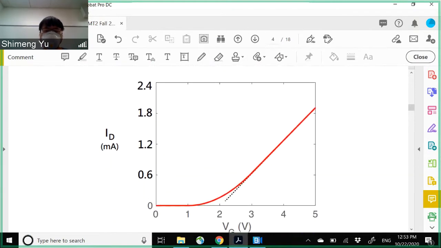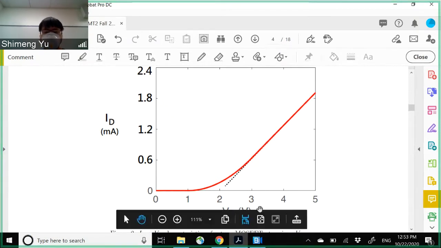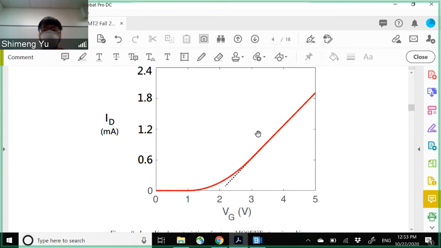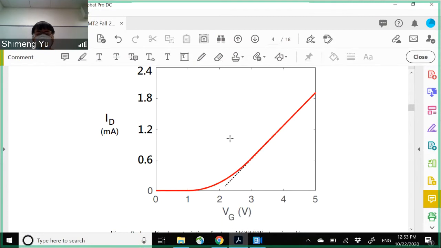Okay. So this figure is ID versus VG. And the question asks you to label the 3 segments in this curve for the 3 regions. You know, we have the cutoff, the saturation, and the triode. So the question asks you to label those 3 segments in this ID-VG curve. So how do we do that?